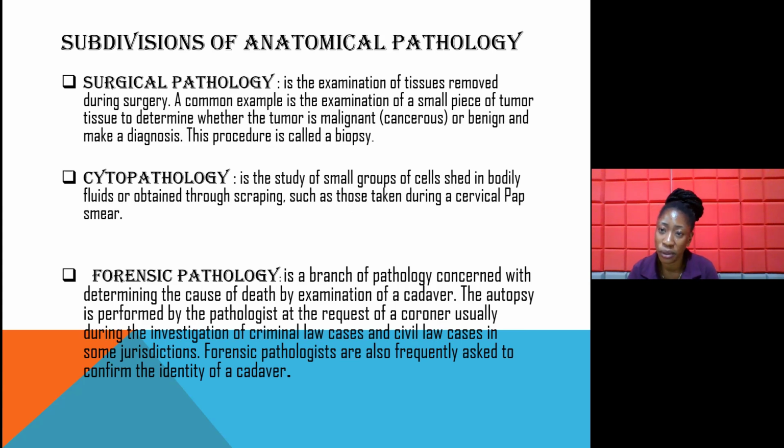We have three major subdivisions like I've mentioned earlier. We have the surgical pathology, the cytopathology, and the forensic pathology. Now, what is surgical pathology? Surgical pathology is just the examination of tissues that was removed during surgery. A common example is examination of a small piece of tumor tissue to determine whether the tumor is malignant.